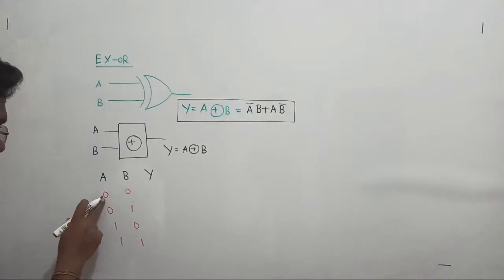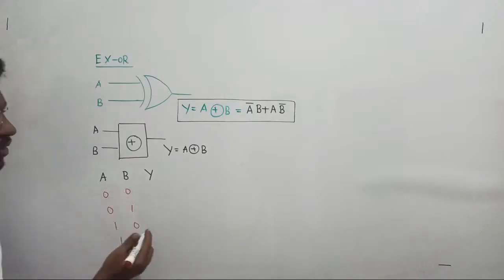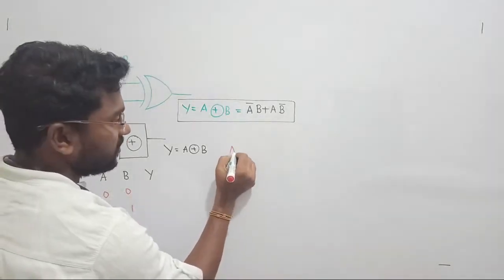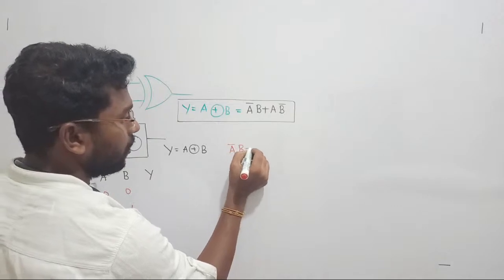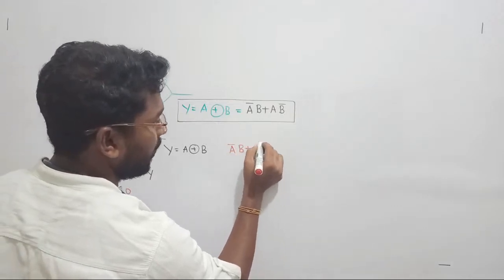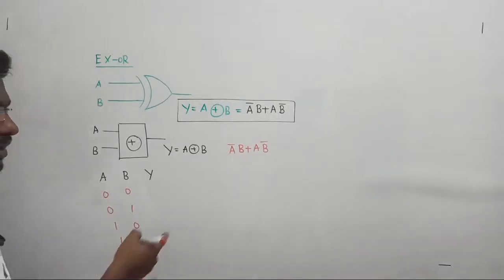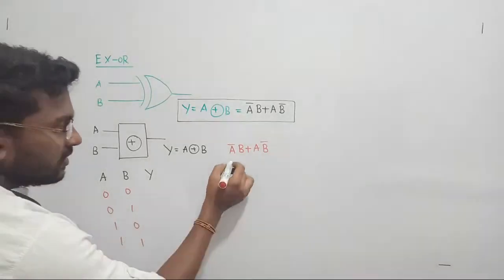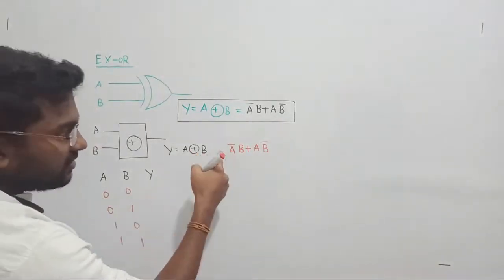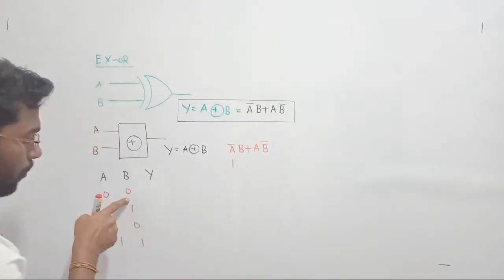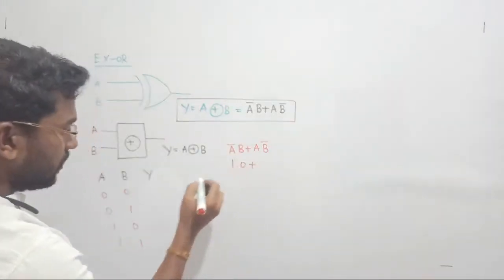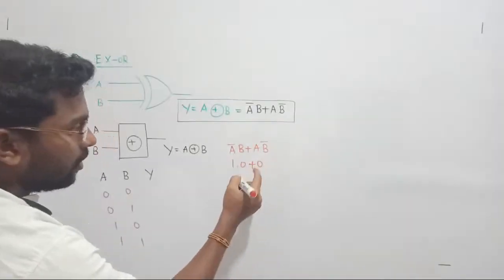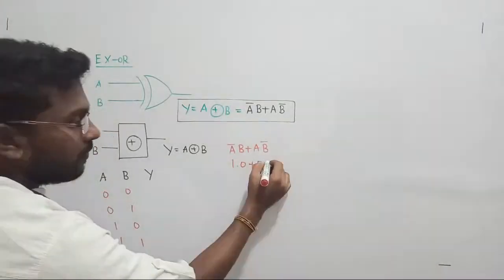Let us see if both are 0 0. A is 0, B is 0. Now what will be your output? Since its output is A bar B plus A B bar, correct? A bar B plus A B bar. Let us substitute the values. Since A is 0, A bar will give you 1, dot B, which is 0, plus A is 0, dot B bar, B is 0, so B bar will give you 1.